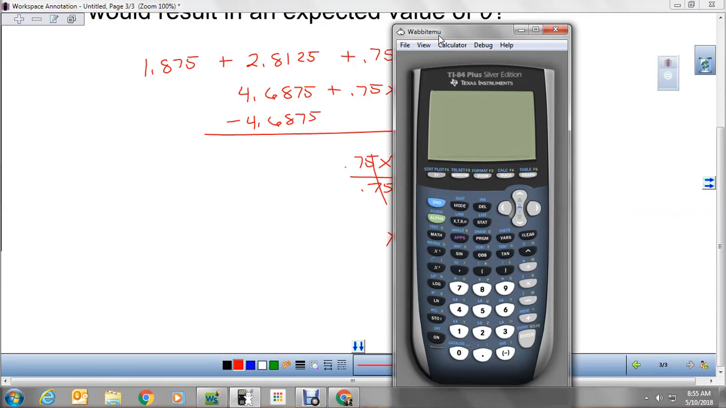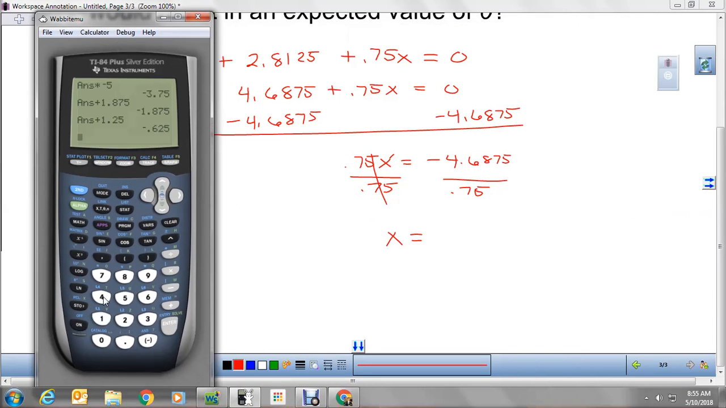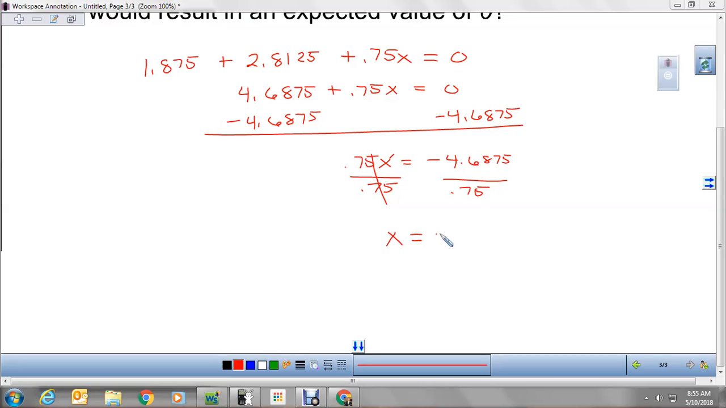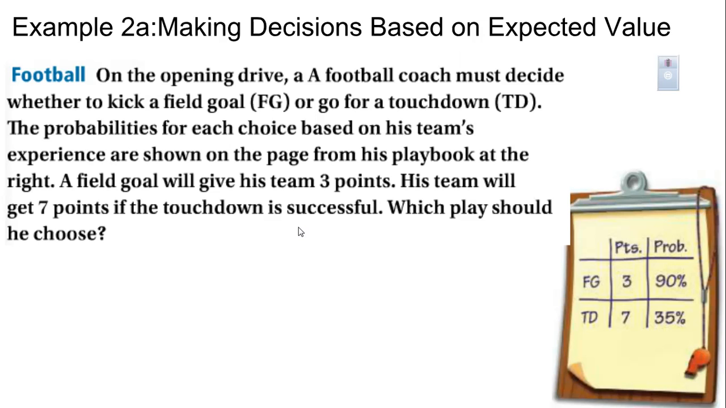we get negative 4.6875 divided by 0.75. That's going to give us a negative 6.25. So negative 6.25 is what we should put in for our blue region in order for this expected value to come out 0. All right, let's go on to the next example.